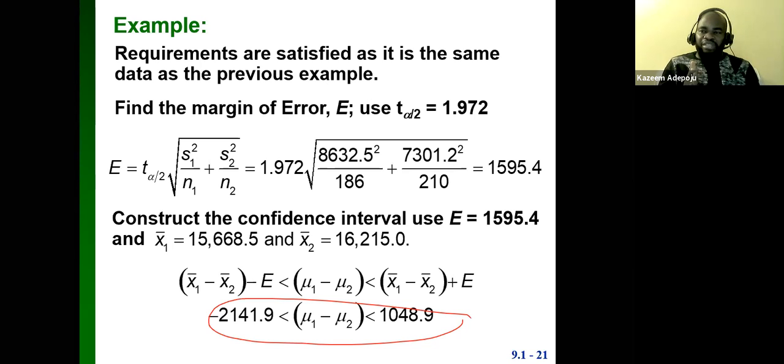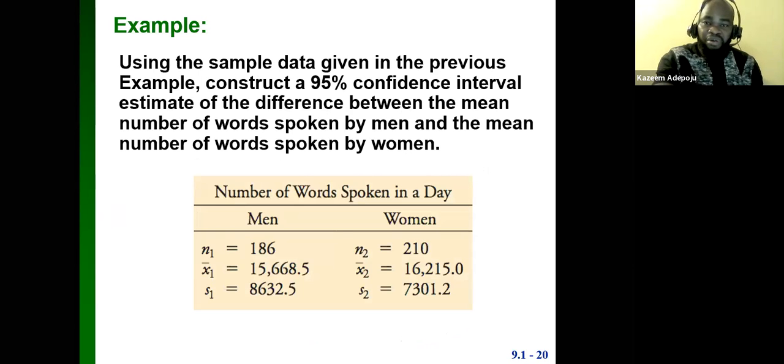Now take a look at that. When you have an interval between a negative and a positive, it means zero is going to be included. If zero is included in an interval, that is giving an indication that the two populations are the same. Which means there is no significant difference between the words spoken by men and by women. So this is confirming what USA Today suggested.